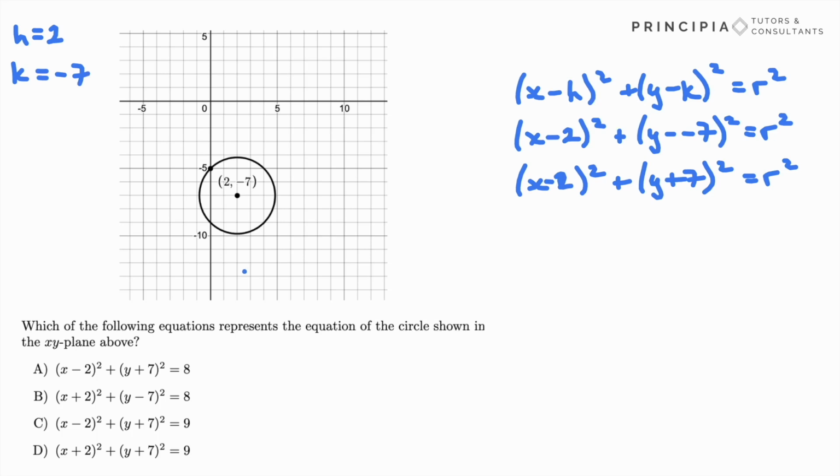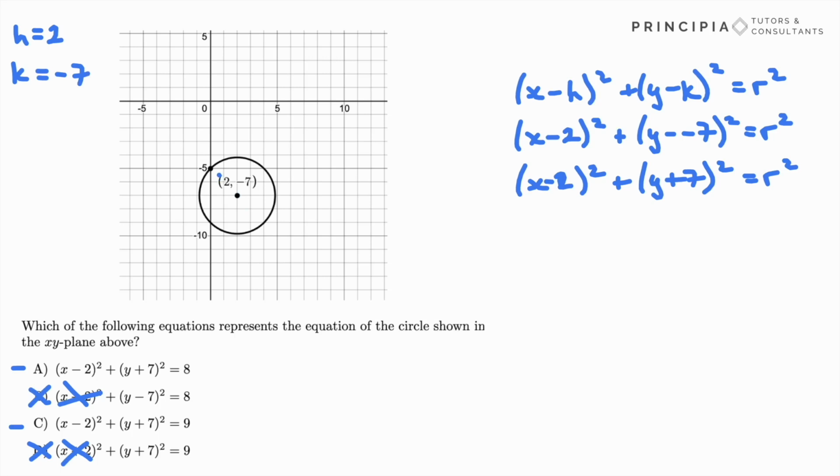So from here, we know that it's not going to be B, because this is not what we want, and it's not going to be D because of the same situation, and A and C are our candidates right now. We don't really know which one is the answer. Notice that the only difference between A and C is what the r squared on the right is, which is either 8 or 9. So we need to find what the radius is in order to choose which one is the correct one. We have a few options here.